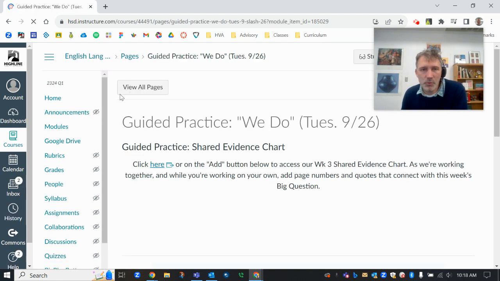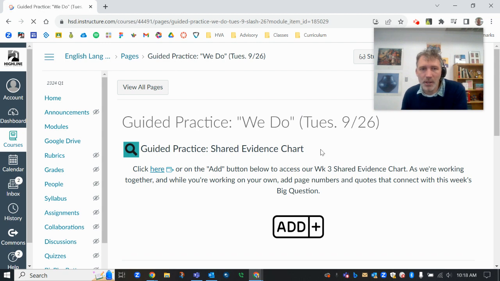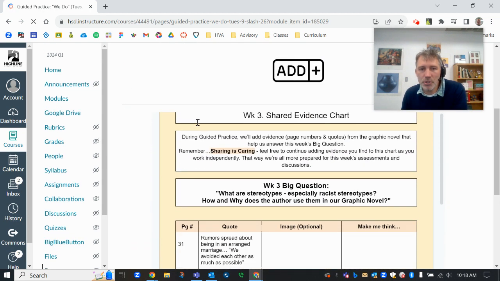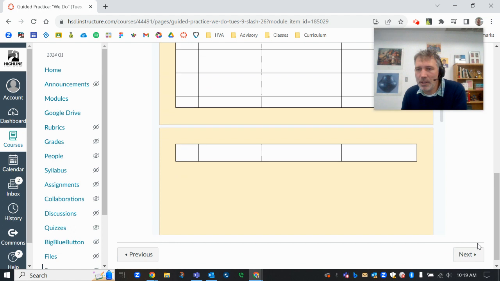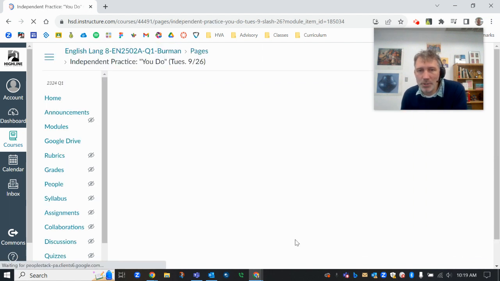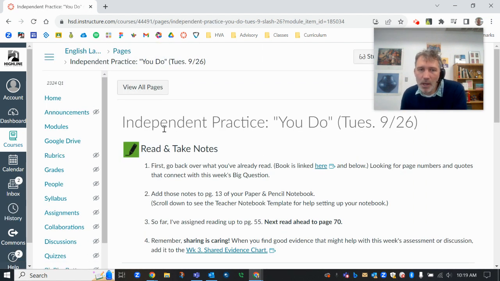On the next page, which is your guided practice page, I do have a shared evidence chart where we can share information with each other, which is going to be pretty helpful. But let me move us ahead to the independent practice. This is what you're going to be doing on your own. You're going to be reading and taking notes. So far, I have assigned up to page 55. I want you to end up getting to page 70.